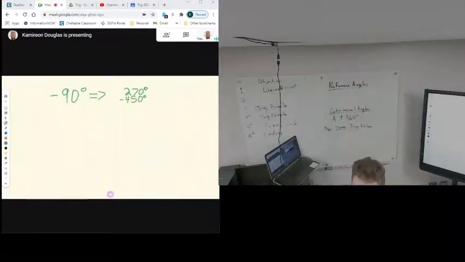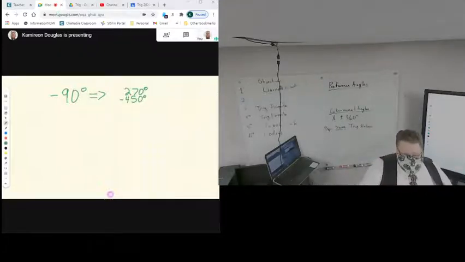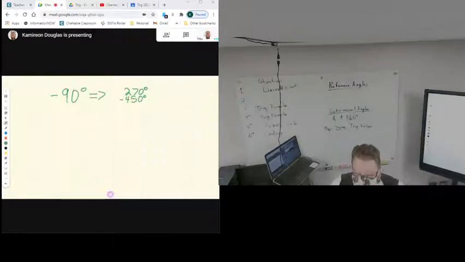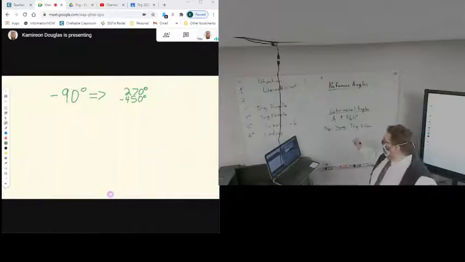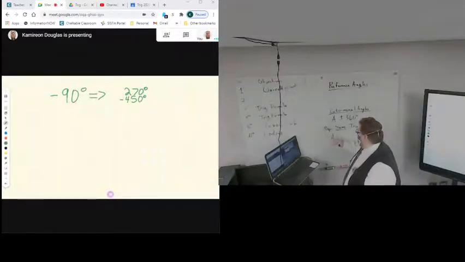If I type into my calculator sine of negative 90, I will get a number. In that case, that number would be negative 1. If I type in sine of 270, I will get negative 1. If I type in sine of negative 450, I will get negative 1. They have the exact same values. No difference, no change whatsoever. Exactly the same.